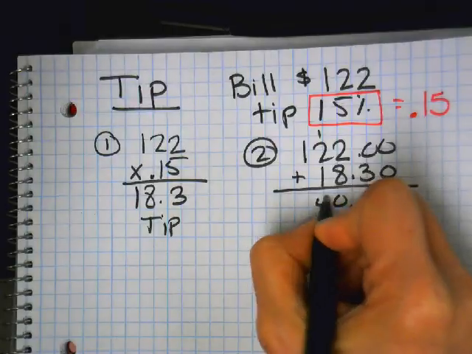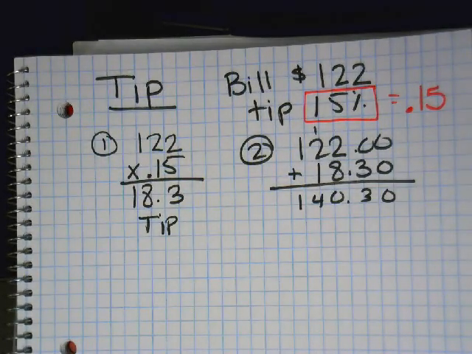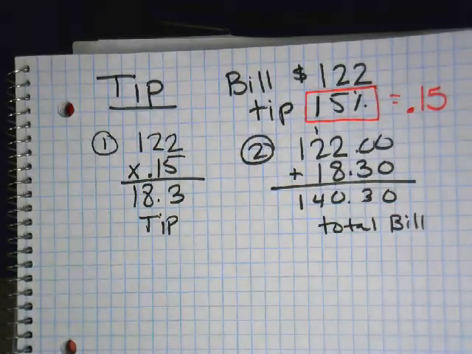Add that in your calculator. Did I do that right? Let me check. Plus 122. Yep, 140.30. That would be my total, how much I'm going to spend in total. My total bill. Okay, my total bill.